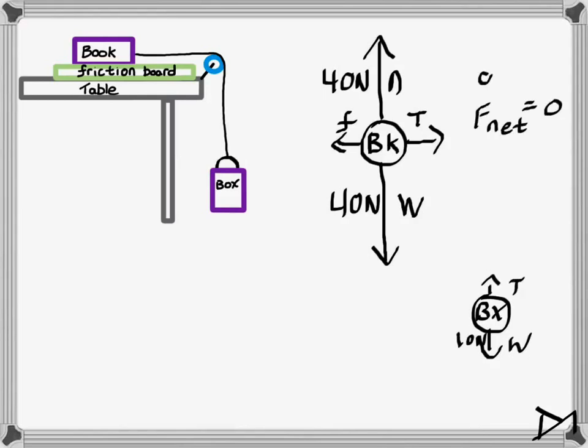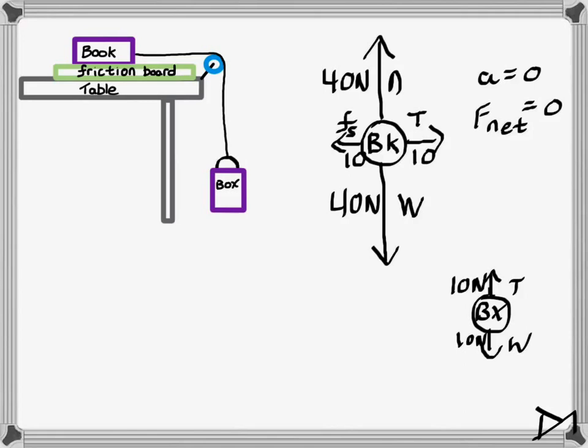The tension and the friction must balance. My net force is still 0. My acceleration is still 0. Right? So if I have friction, it must be balanced out by my tension to give me a balanced force diagram. A first example, acceleration is 0.